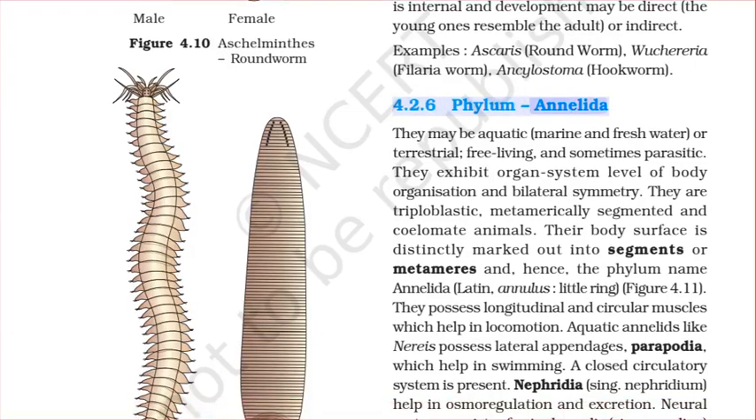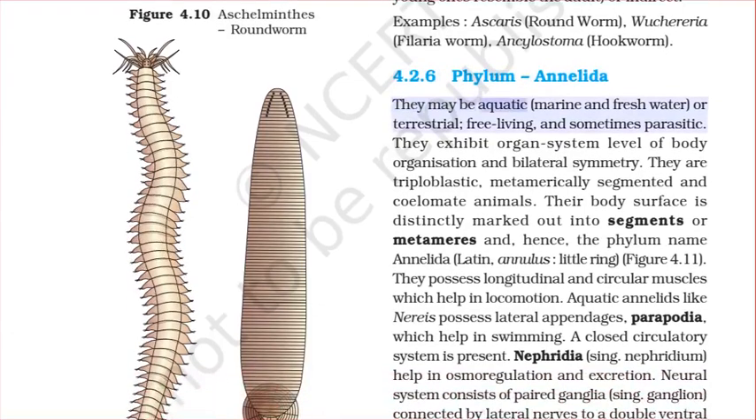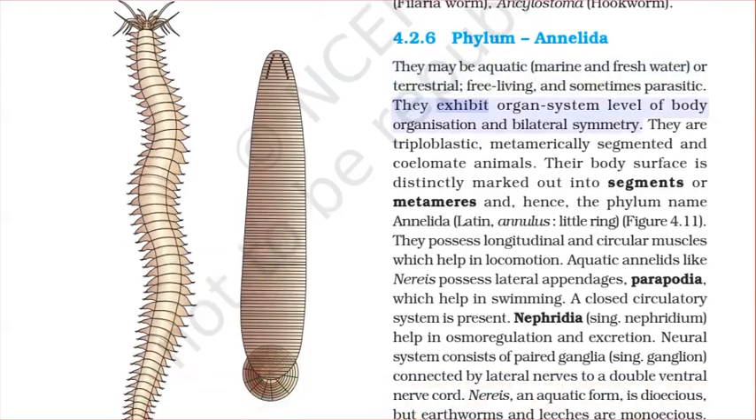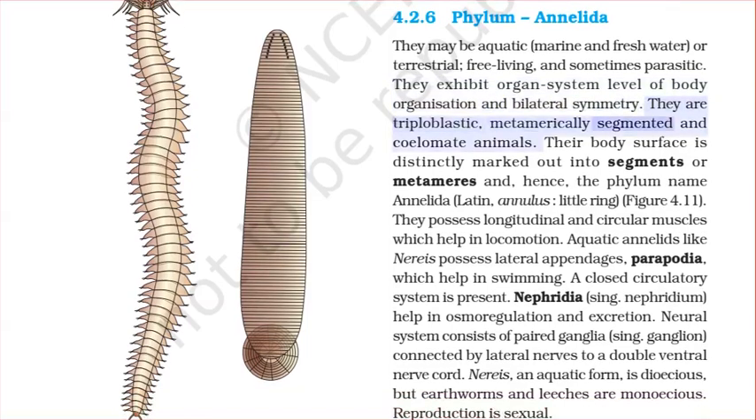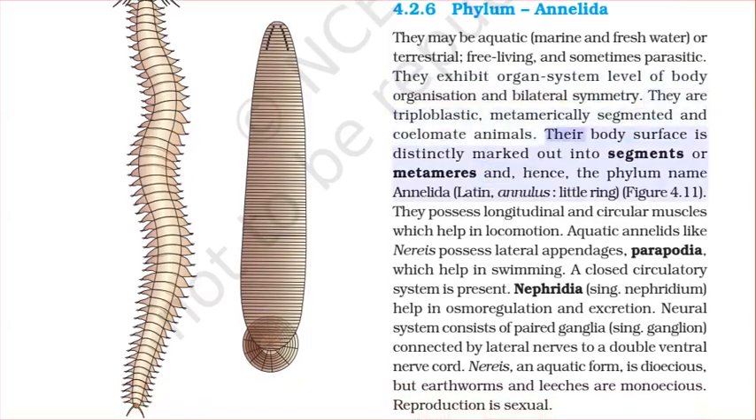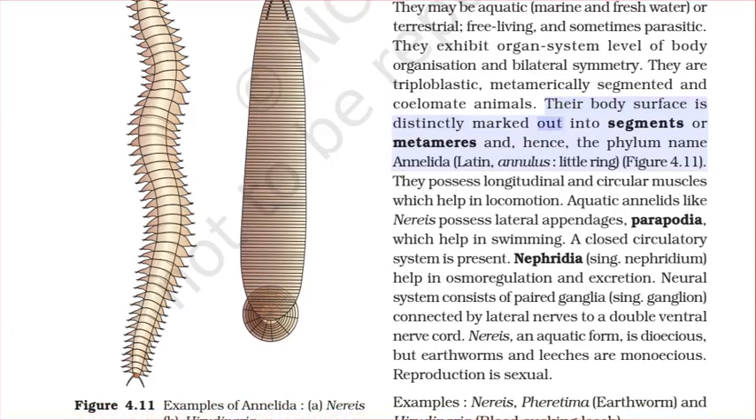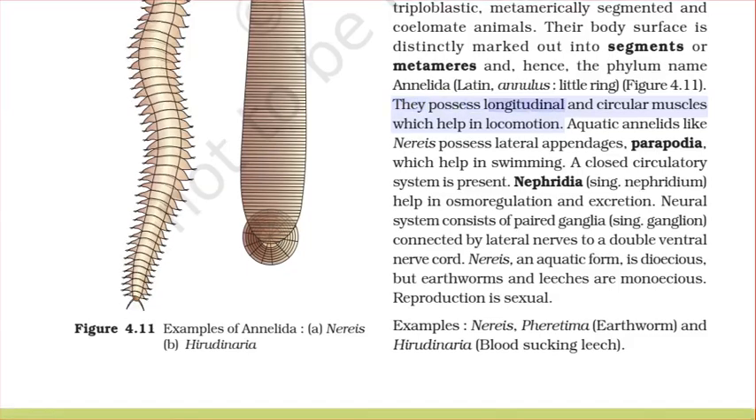4.2.6 Phylum Annelida. They may be aquatic, marine and freshwater, or terrestrial, free-living and sometimes parasitic. They exhibit organ system level of body organization and bilateral symmetry. They are triploblastic, metamerically segmented and coelomate animals. Their body surface is distinctly marked out into segments or metameres, and hence the phylum name Annelida (Latin annulus: little ring), Figure 4.11. They possess longitudinal and circular muscles which help in locomotion.